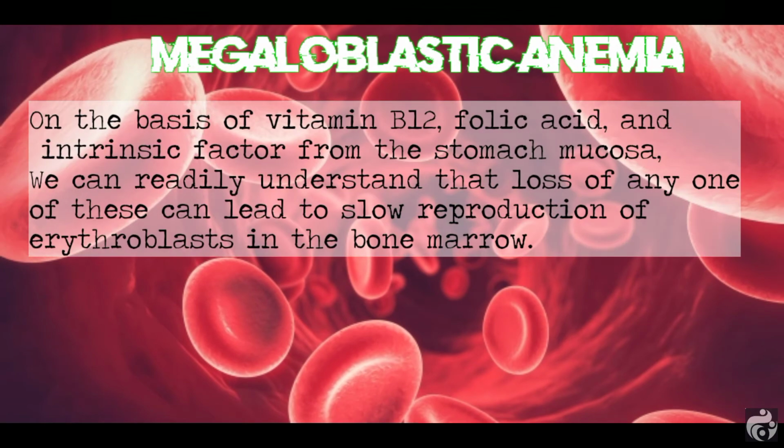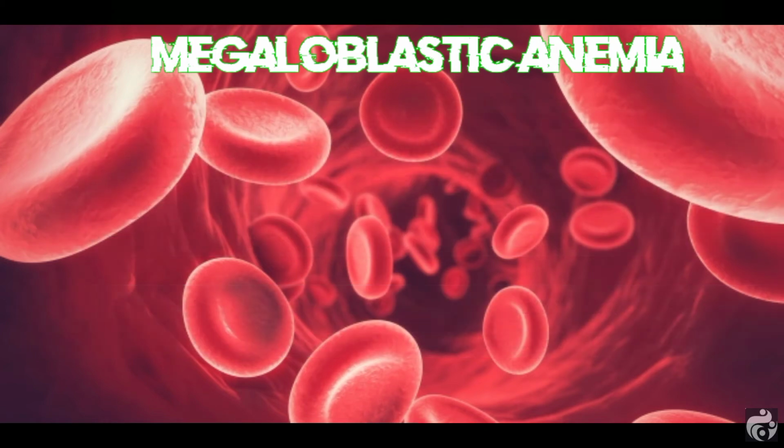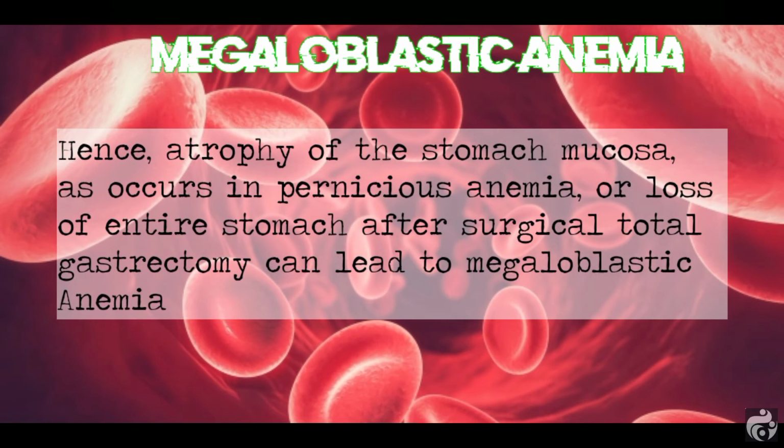On the basis of vitamin B12, folic acid, and intrinsic factor from the stomach mucosa, we can readily understand that loss of any one of these can lead to slow reproduction of erythroblasts in the bone marrow. As a result, the red cells grow too large with odd shapes and are called megaloblasts. Hence, atrophy of the stomach mucosa, as occurs in pernicious anemia, or loss of the entire stomach after surgical total gastrectomy can lead to megaloblastic anemia.